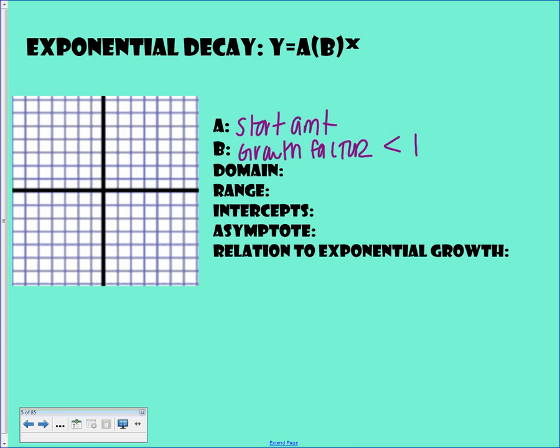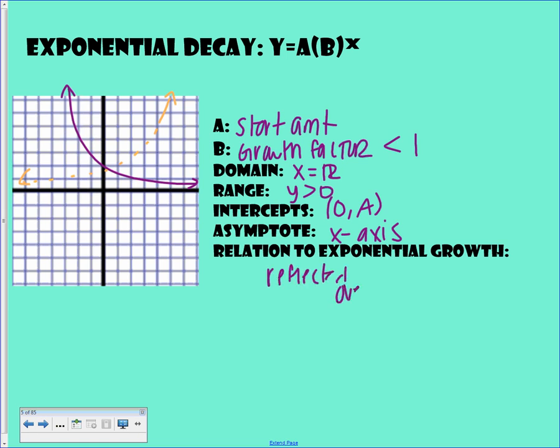Again, if you were to go ahead and graph it, it's going to look very similar, only now our graph is coming down. So our domain is still all reals, our range is still greater than 0. It is still going to intercept at A, and the asymptote is still the x-axis. Okay, so same idea, just flipping it around. Okay, and this time our growth factor is less than 1. And the relationship to our exponential growth, if we were to graph these on the exact same axes, the orange one is your exponential growth, you would see that these two are reflected over the y-axis. Okay, so they're a reflection of each other.